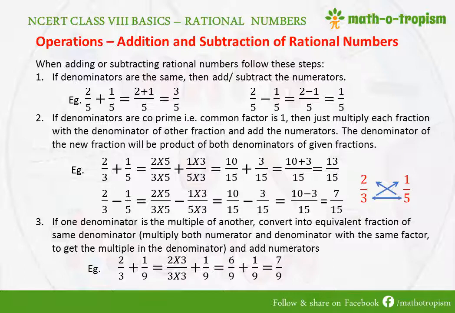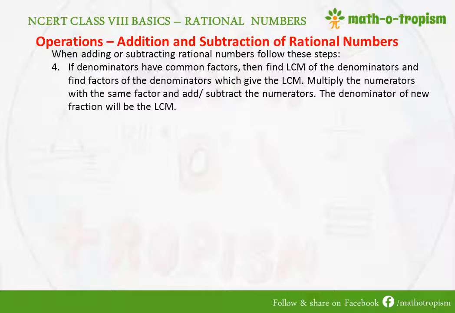So what multiplied by 3 gives me 9? It is 3. So hence 2 into 3 by 3 into 3 plus 1 by 9. It is nothing but we are converting the 2 by 3 into the equivalent fraction of denominator 9. So 6 by 9 plus 1 by 9 is equal to 7 by 9.